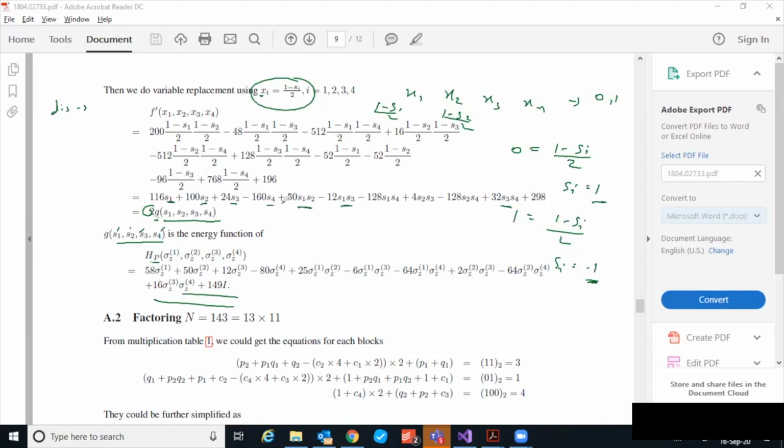This is the basic method. After that, there are multiple optimizations that are done. I won't go deep into that, but if you are going through this paper, you can go for other examples also.